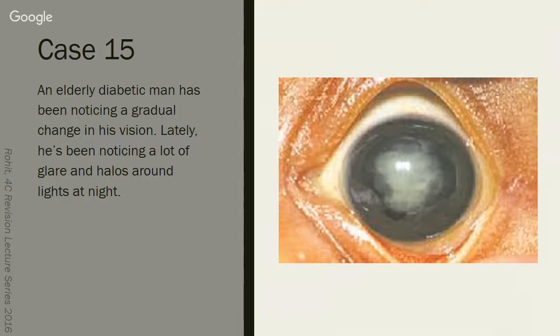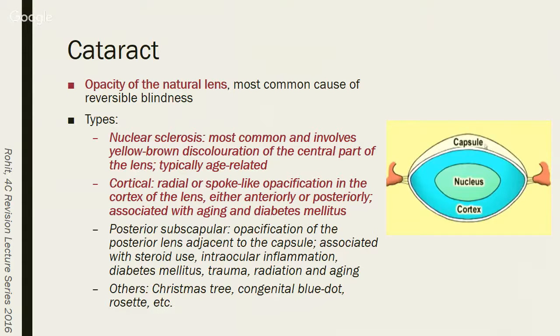So we'll move on. An elderly diabetic man has noticed a gradual change in his vision. He's noticing a lot of glare and halos around lights at night. Definitely cataract. It's a really important condition, potentially osceable.